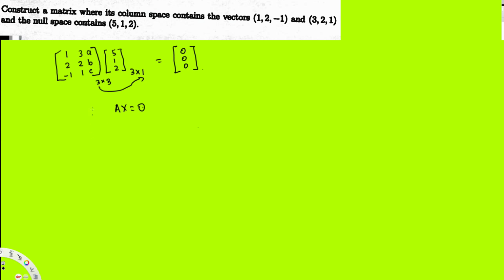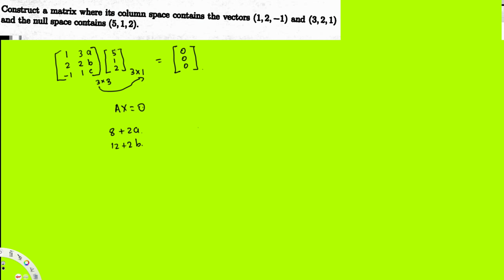So let's do this. 1 times 5 is 5. 3 times 1 is 3. So 5 plus 3 is 8, and 8 plus 2a for the first one. Then the second one: 2 times 5 is 10, 2 times 1 is 2, 2 plus 10 is 12. Then b times 2 is 2b, so 12 plus 2b.